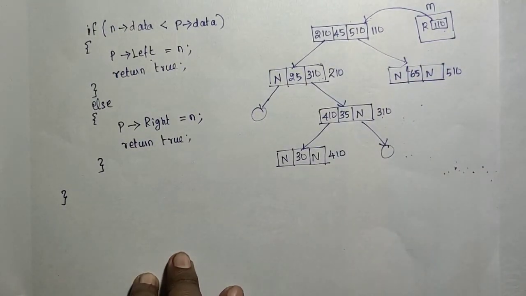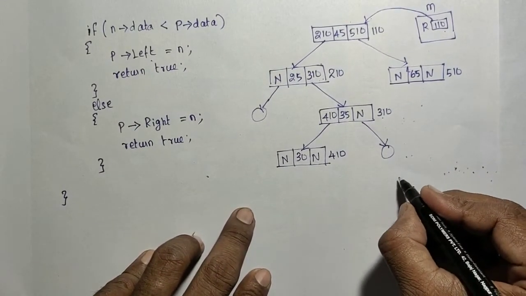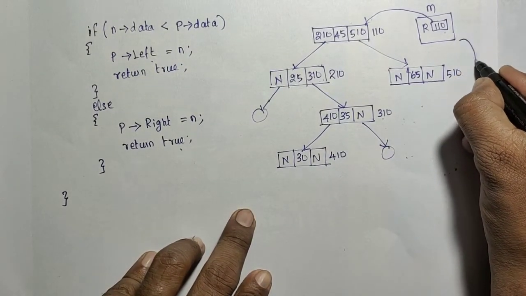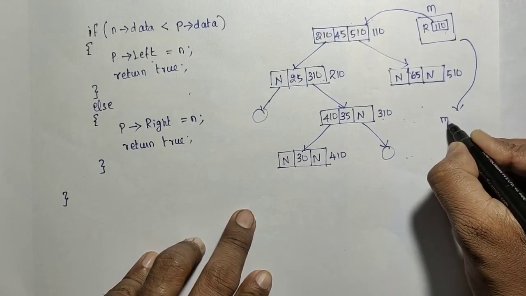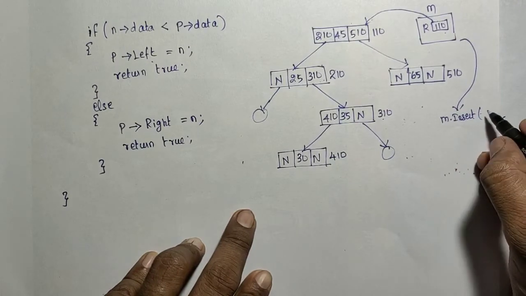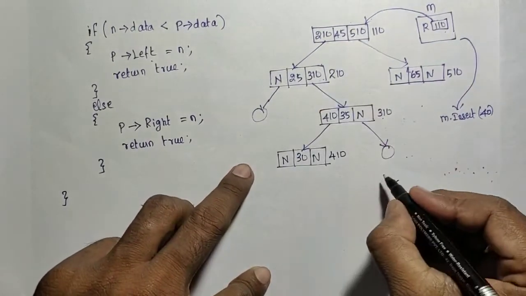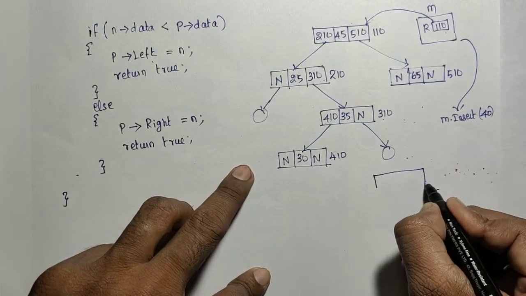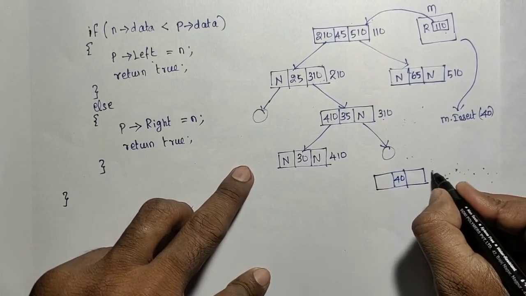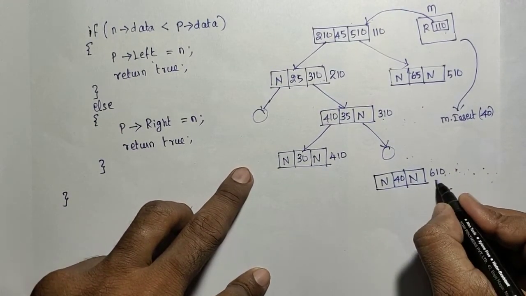Okay. So now one more example. If you want to insert m dot insert of 40. So now what is happening? It will create a new node. This will be initialized with 40. Say this address is 610. This and this will be null. This is the N.